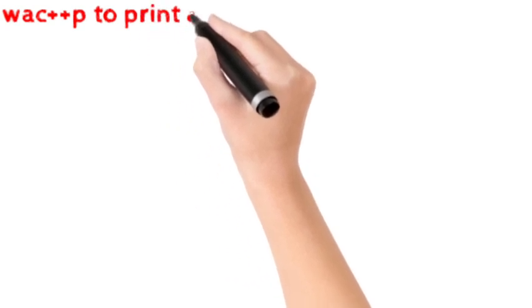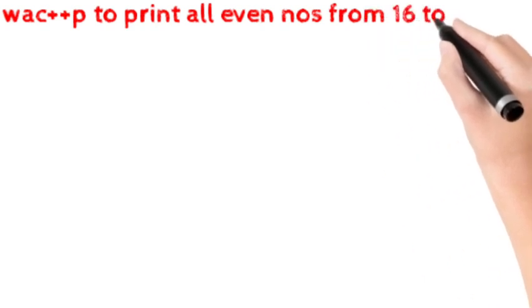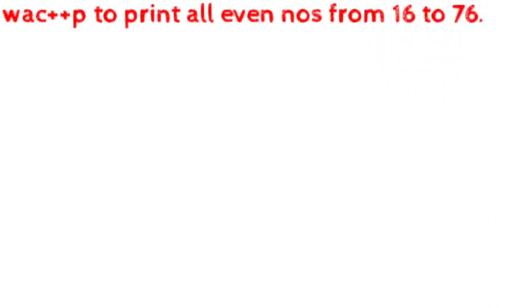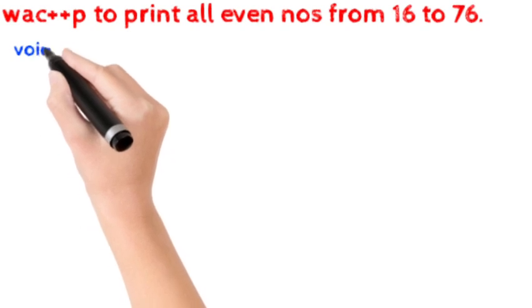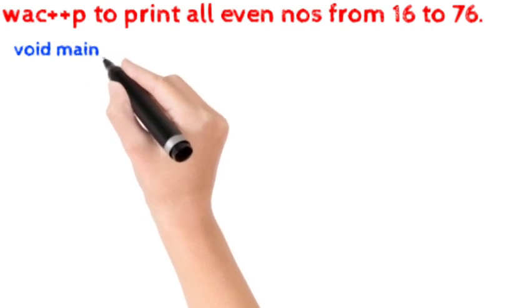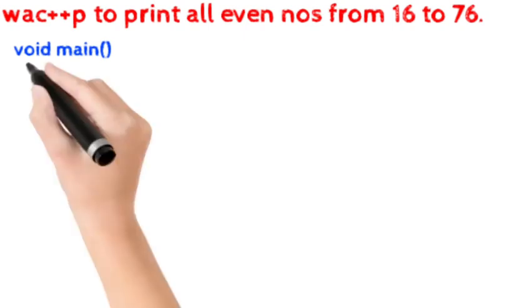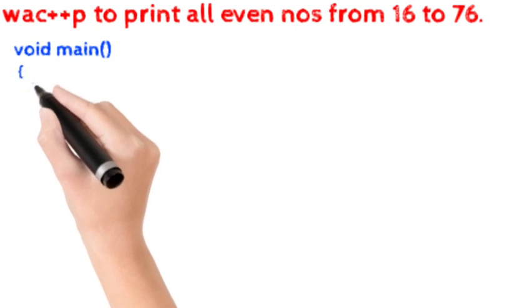Next program is to print all even numbers from 16 to 76. According to the C++ program, here also the program has to start with void main and curly bracket. Void main is the entrance of the program, the compiler will start compiling from the main function. So the main function has to be written first, then the curly bracket we need to specify. Then according to this program also we need only a single variable. So in this case I am using the variable int.